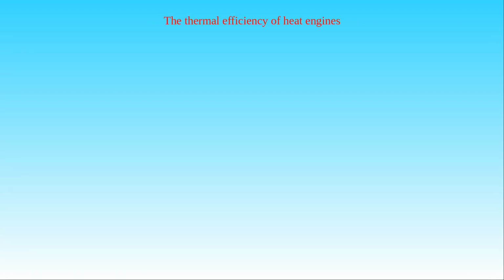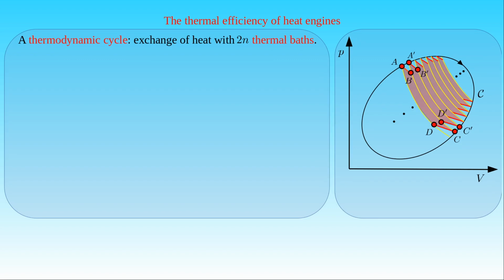There is a corollary of the Clausius inequality which is related to the thermal efficiency of any thermodynamic cycle or heat engine. Let us consider a thermodynamic cycle with n steps, that is, where the working substance exchanges heat with 2n thermal reservoirs. Here we can see the pressure-volume diagram of the cycle as shown in the proof of the Clausius inequality.